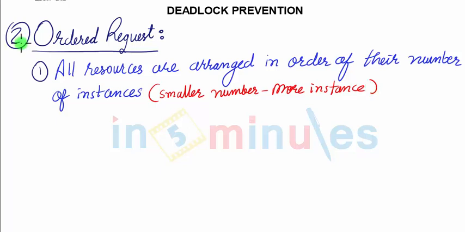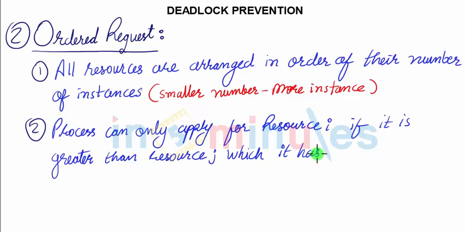Second rule, a process can only apply for resource i if it is greater than resource j which it has. These are the two basic rules which we follow. Let's try to understand them more practically.